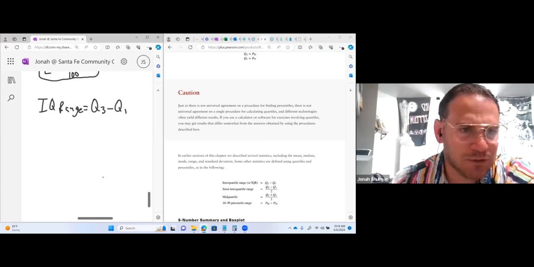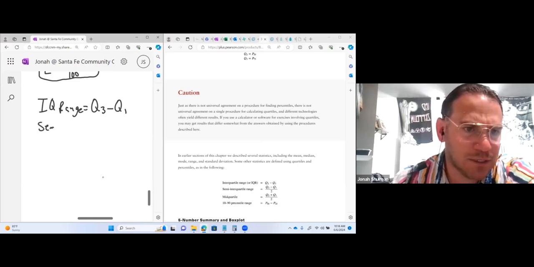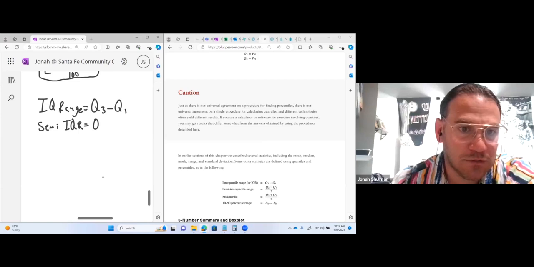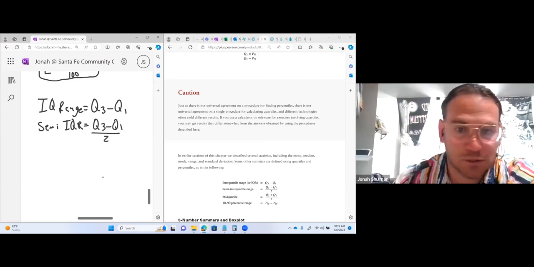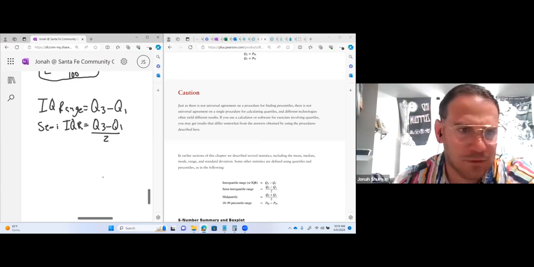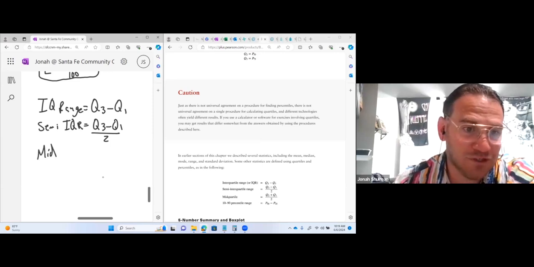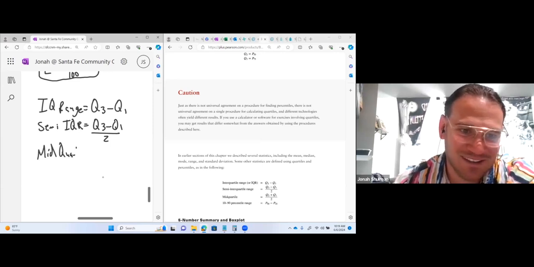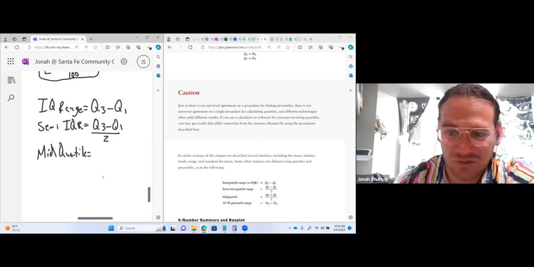The semi-IQ range is cutting it in half, so it's this value chopped in half. The mid-quartile is the average of the quartiles, which I don't know what you'd ever use this for. But guess what? I'm not complaining.